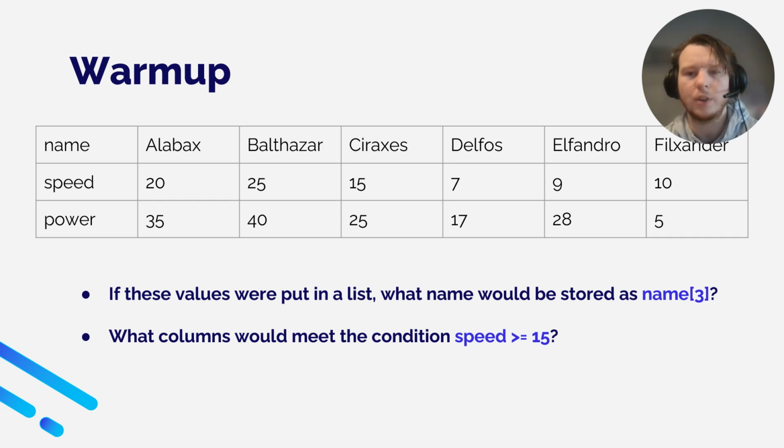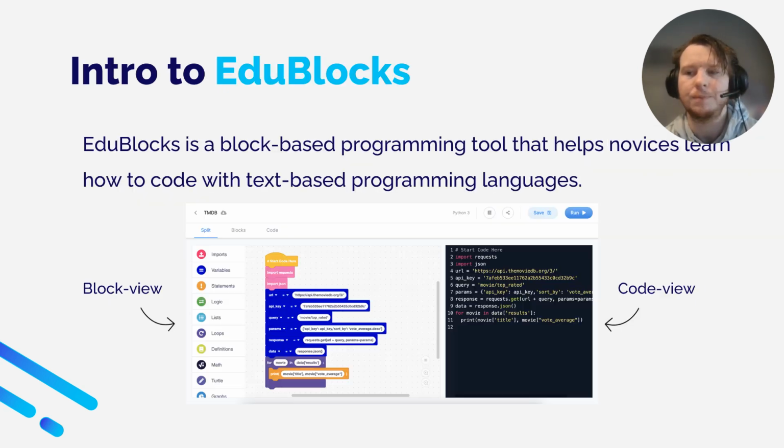This should be the fourth name on the list, so Delphos. And what columns would meet the condition speed is greater than or equal to 15? So to answer that, students would need to look at that speed row and see which values are at least 15. We spend a few slides introducing students to EduBlocks.